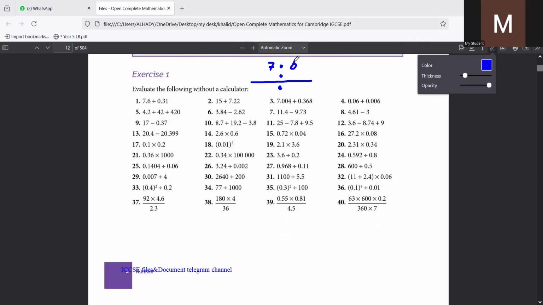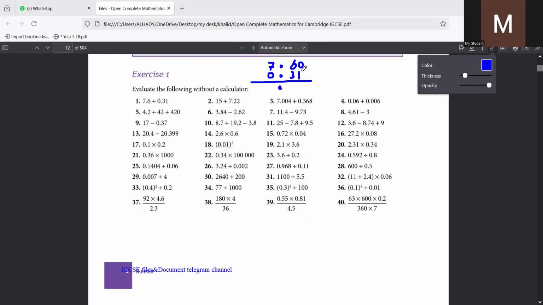Remember, you need to put numbers in columns according to their place value: 7 is ones and 6 is tenths. Then 0.31: the 0 is over here because it works as ones, and then the 3 is over here, and you have 1 here. When you don't have a number on top, you can put a 0 in its place. Then you add your numbers normally.